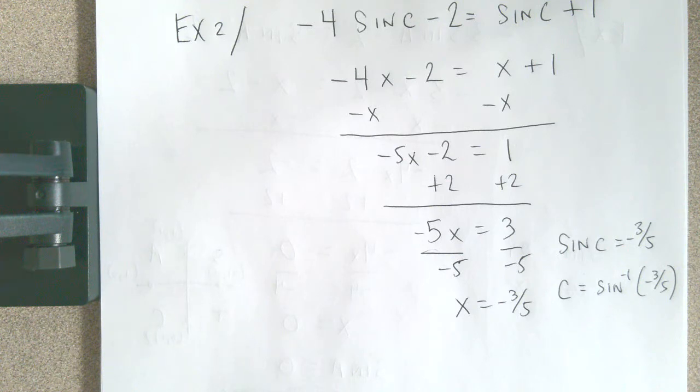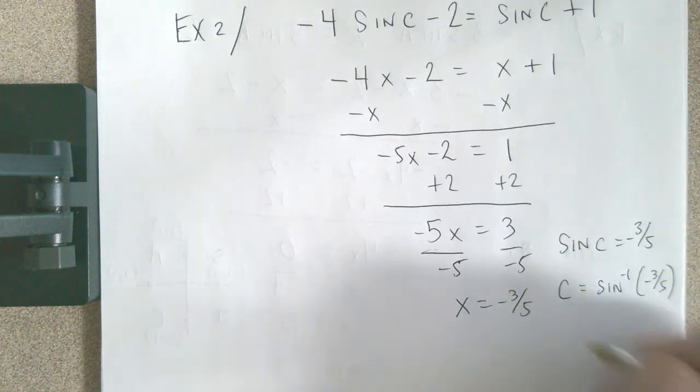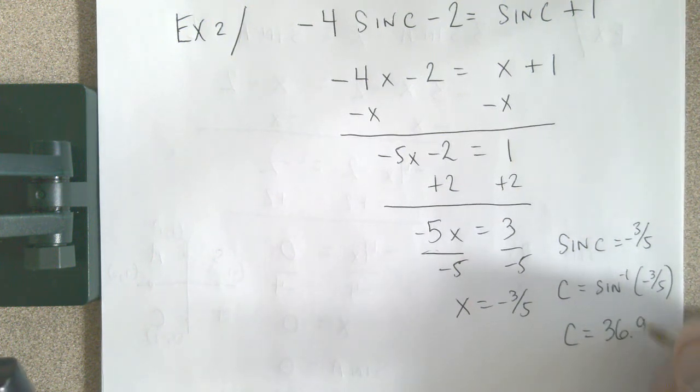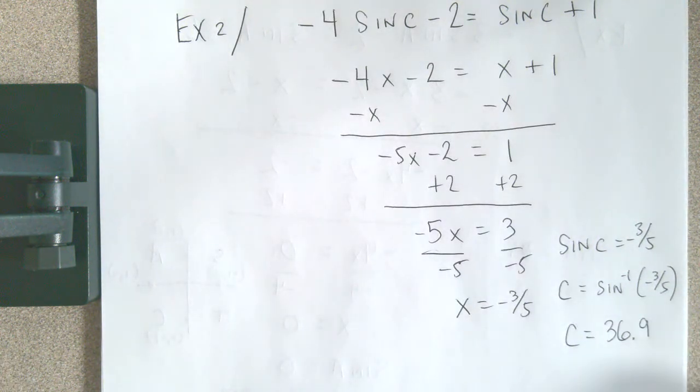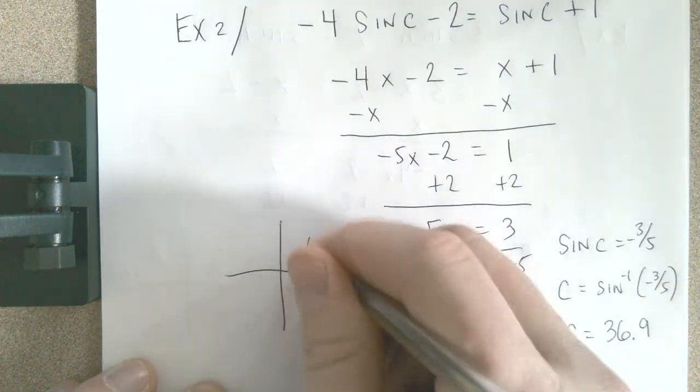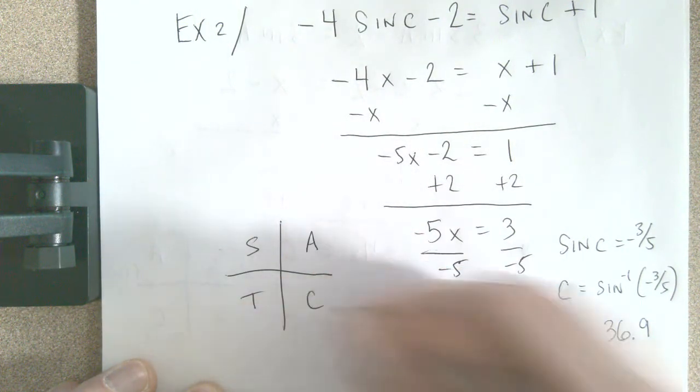So let's go ahead and type that into our calculator. Second sine, and then negative 3/5. Actually, you have to put in 3/5. So that gives you, on these, they're rounding them to the nearest tenth, 36.9 is what we get there. Now, what we're going to do with that value is go back to our coordinates. And again, all students think college.